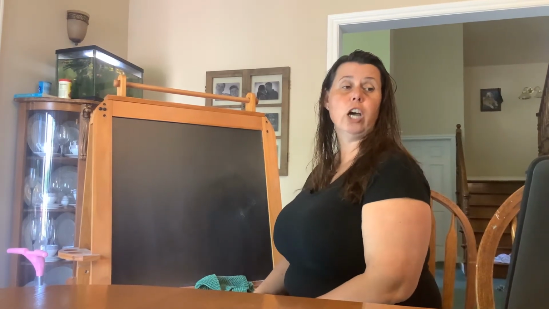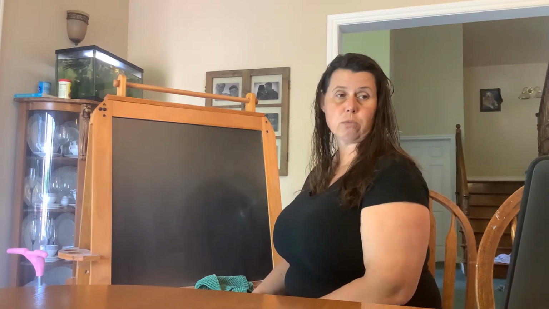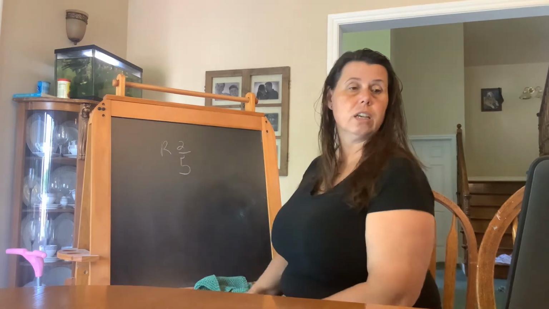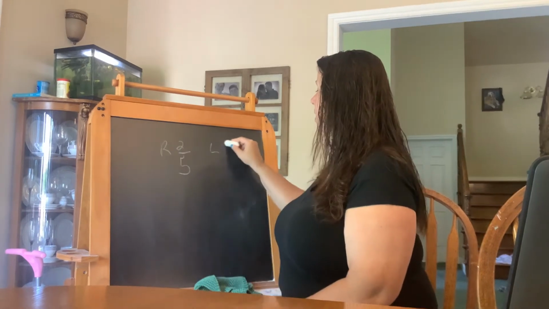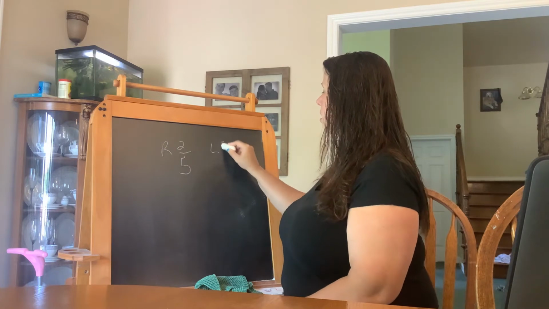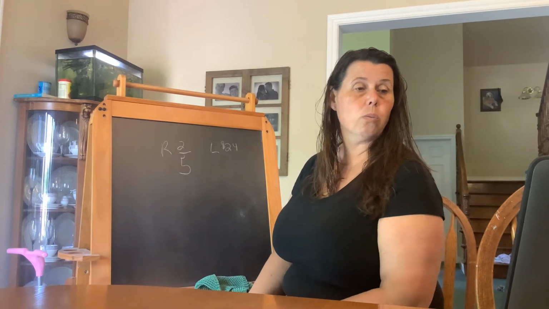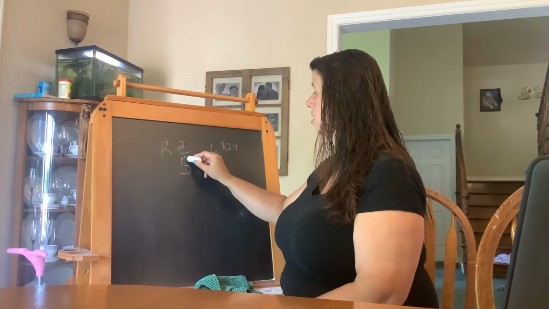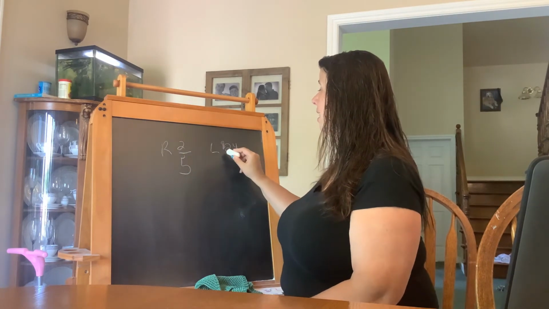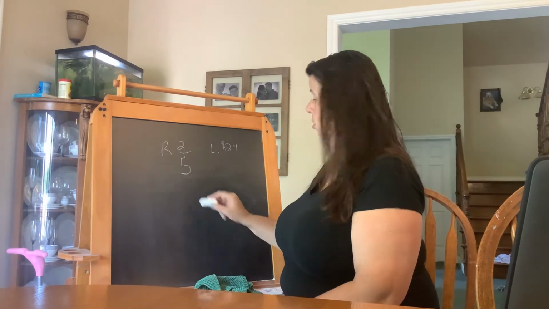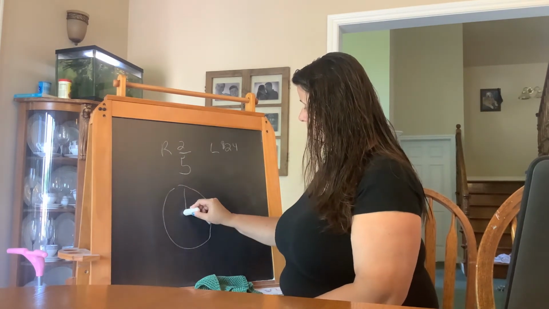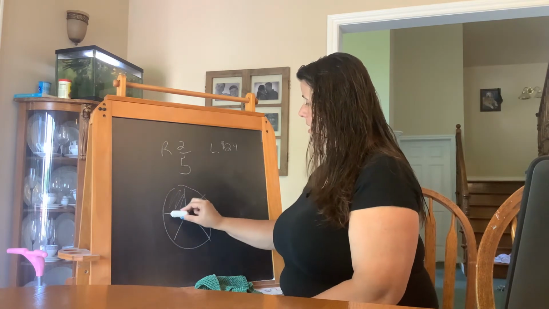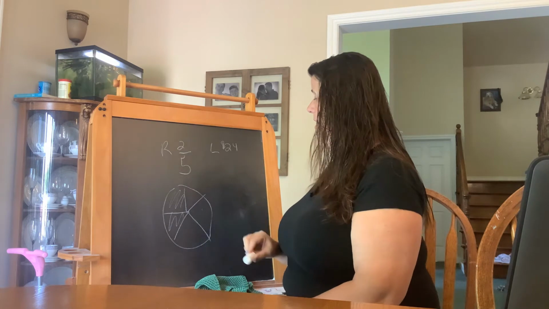Ron and Lisa share a sum of money. Ron receives, so Ron gets 2/5. Lisa gets 24 bucks. They want to know what fraction of the sum does Lisa receive. Okay, well if Ron has 2/5, that means that Lisa has the rest. So if this was my pizza and Ron gets this and she gets the rest, what does she get?